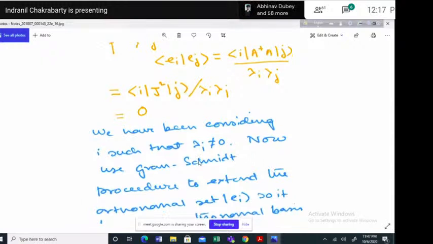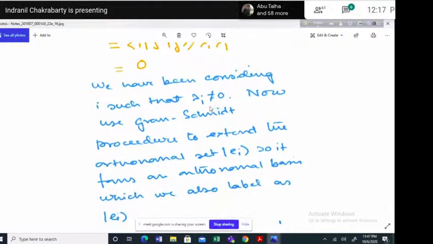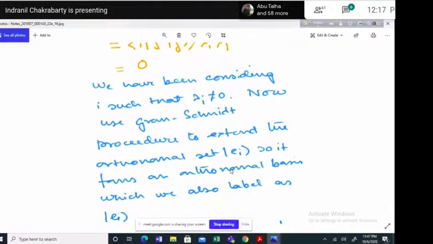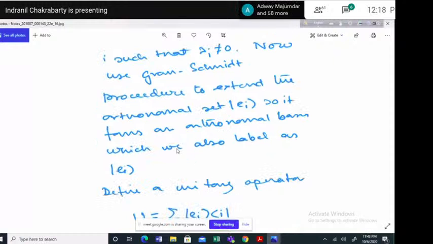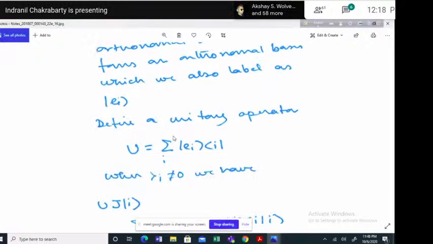So we have been considering those i such that lambda_i is not equal to 0. Now we can use the Gram-Schmidt process to extend this orthonormal set of vectors so that it forms an orthonormal basis, which we label as e_i. Then, in the next step, we define a unitary operator, which is U equal to the sum of |e_i><i|.